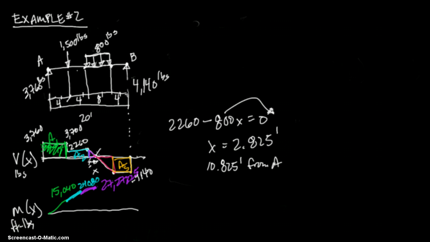And now we come down, we're decreasing, and it's going to be another parabola. It starts at 0 and it goes to the max, and that will be 0.5 times this triangle times 5.175 times 4140.